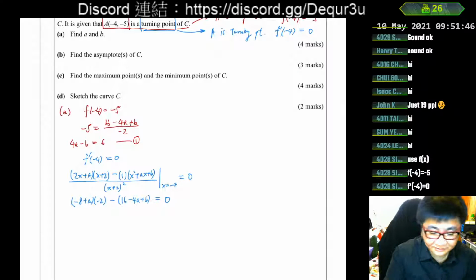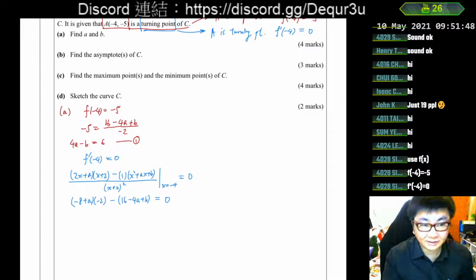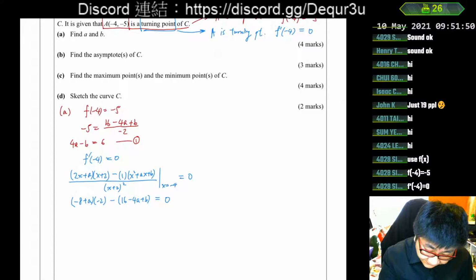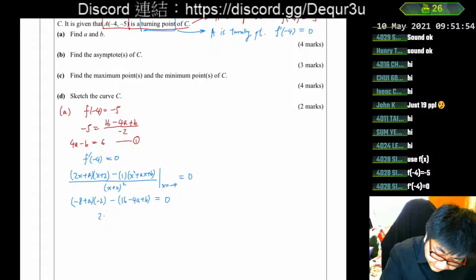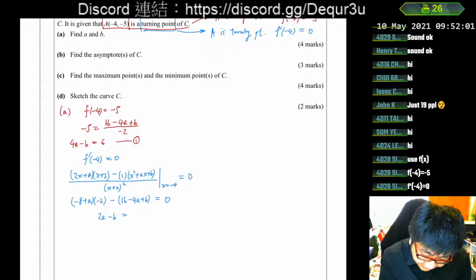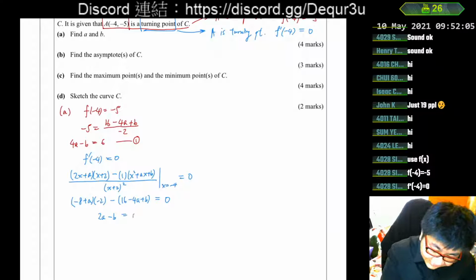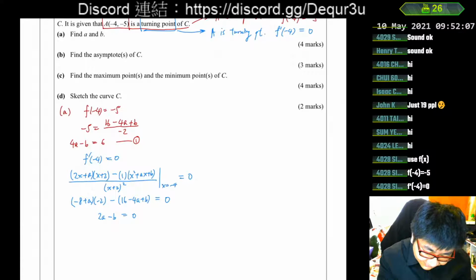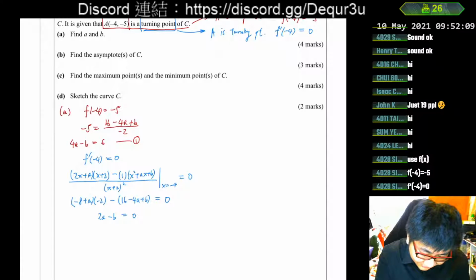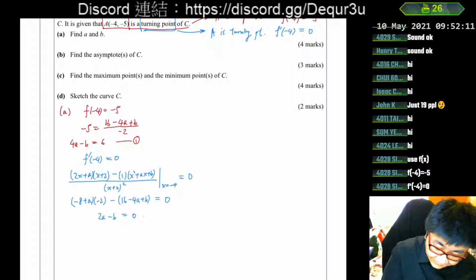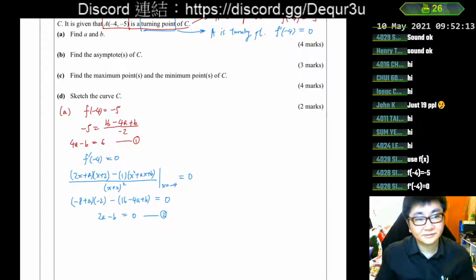Therefore, I don't write the denominator. And then we try to rearrange it for easier solving. So to rearrange it, 4 minus 2 is 2a, while b is -b, which gives us the right hand side 16. 16 minus 16 is 0. Oh, that's amazing. Just the number has gone away. Also, this is equation 2.